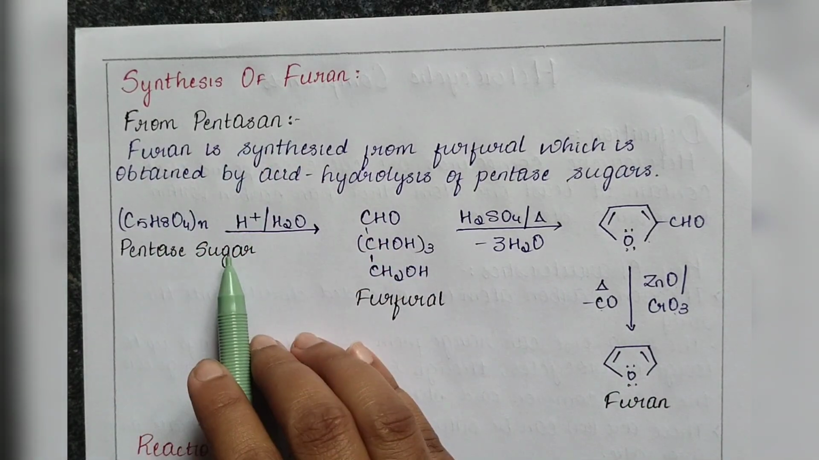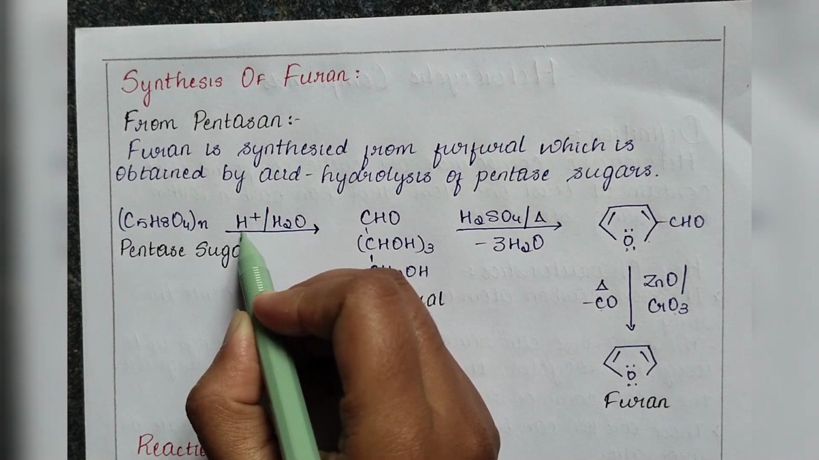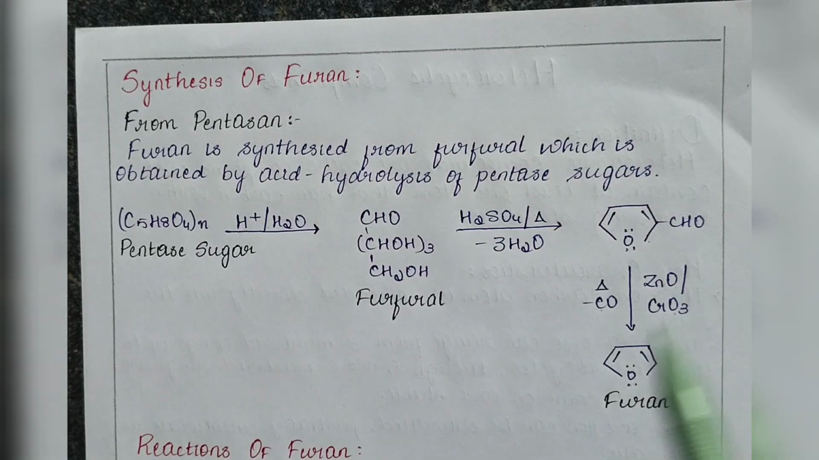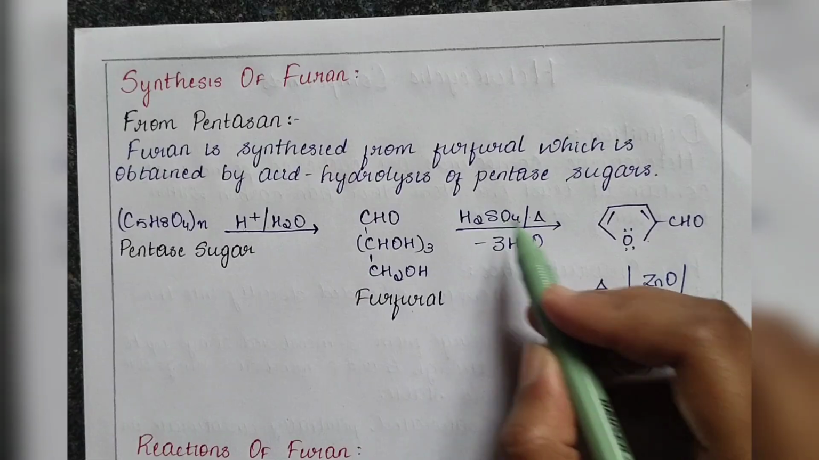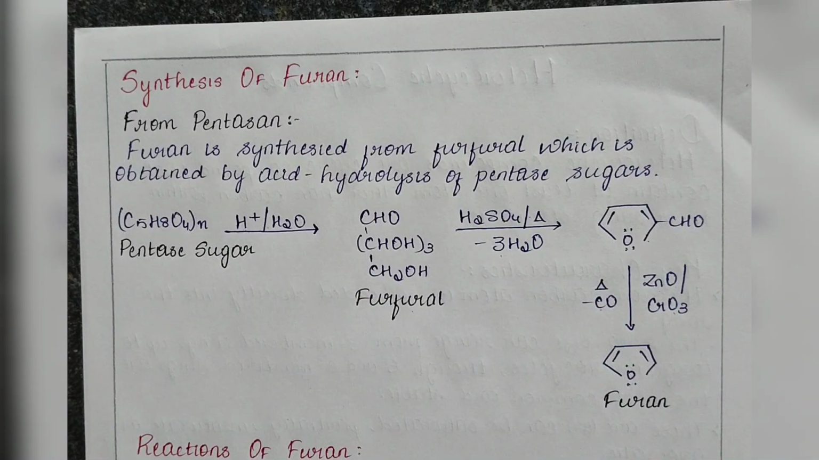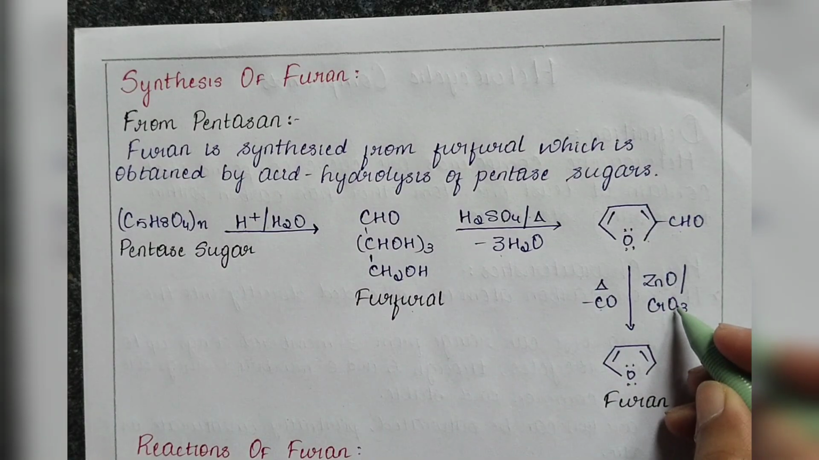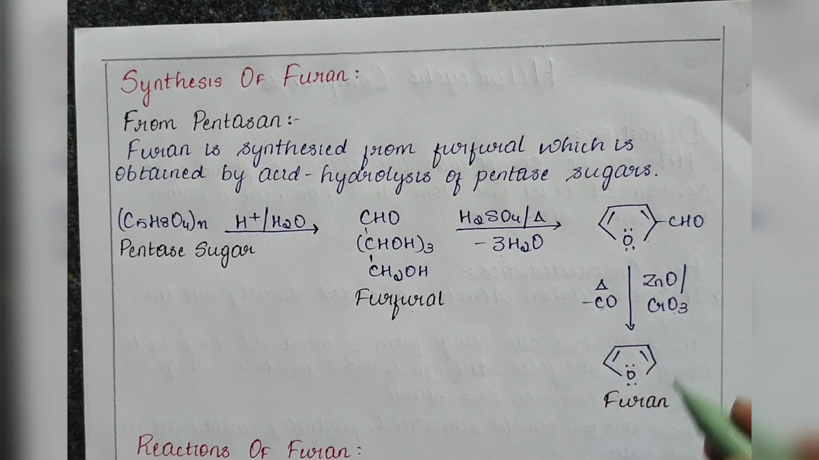So here pentose sugar is taken, which on hydrolysis, especially acid hydrolysis, where we are considering a proton, will give us furan. On heating with an acid, removal of 3 water molecules takes place, which leads to the formation of the corresponding aldehyde. When this aldehyde is treated with zinc oxide or chromium trioxide with heat, removal of carbon monoxide takes place, leading to the formation of furan.